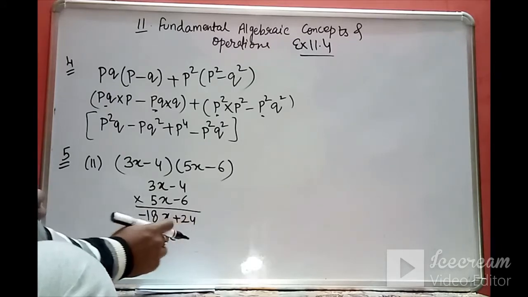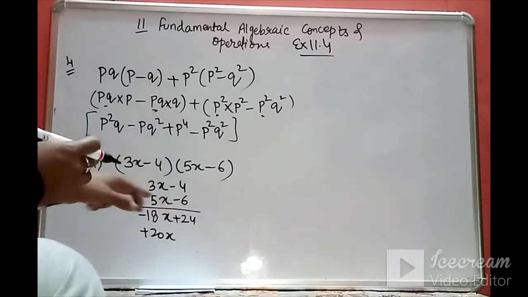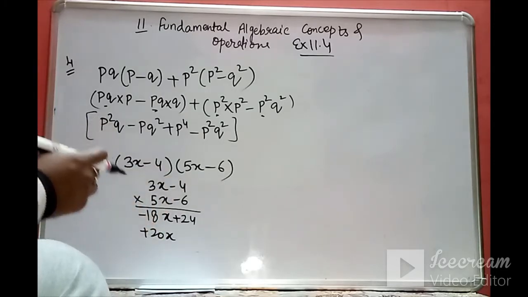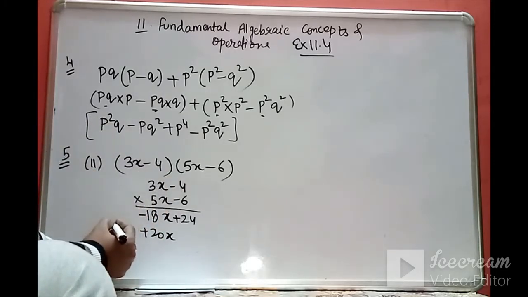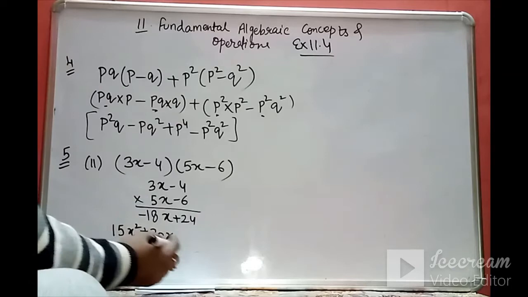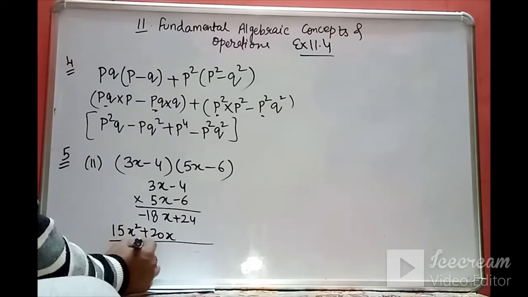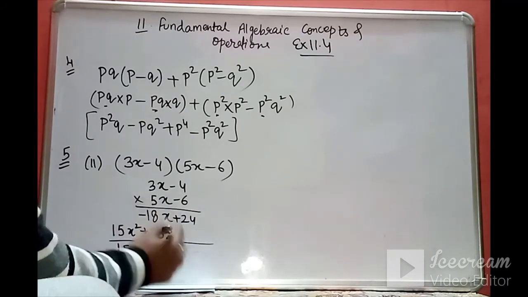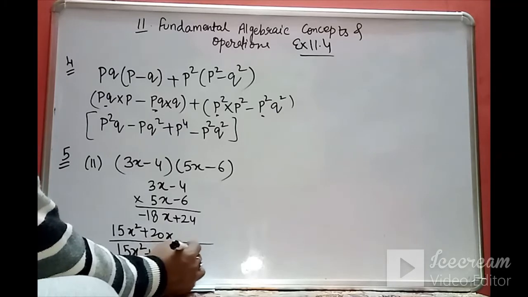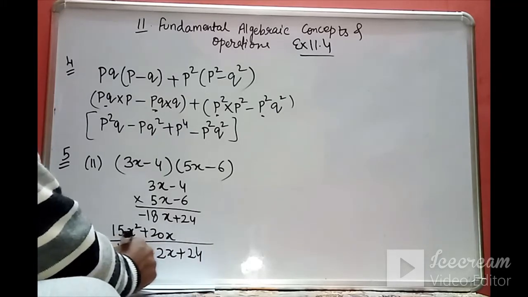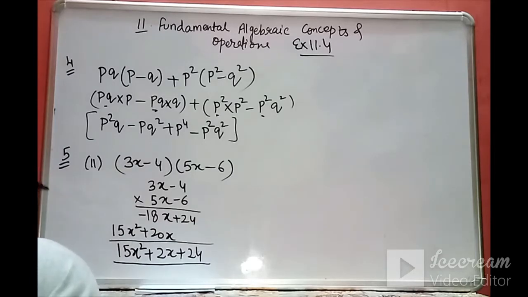And we have to write the like terms together, like I have written 20x, so x and x I have written together. Then 5 into 3 is 15x square, so I have to write it separately because there is no x square. Now we will simply add these, so it will be 15x square plus 20 minus 18 is 2x plus 24. Okay, so this is your multiplication using the column method.